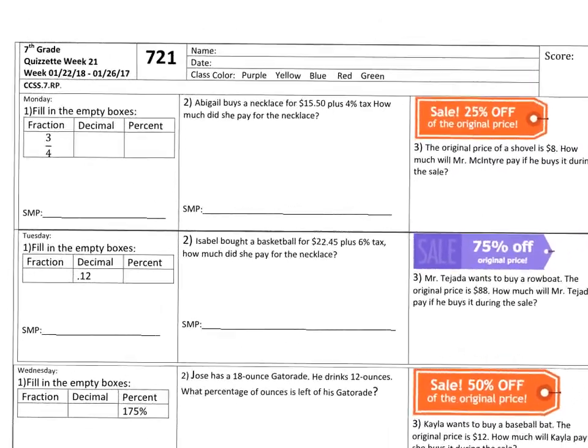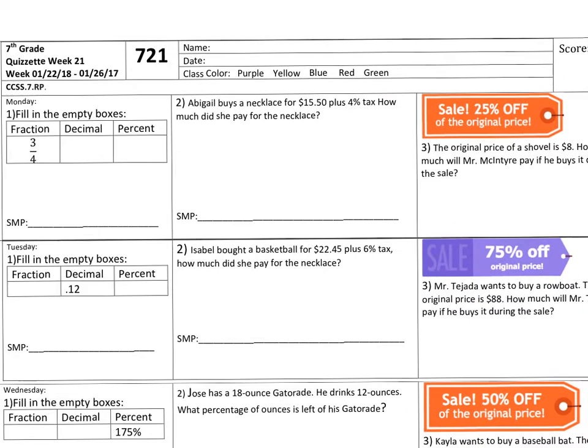Today we're watching a video on Quizette 721. Please make sure that you write your last name, comma, first name, and that you write today's date, which is January 22nd, 2018. Today I'll say I'm a yellow tiger.